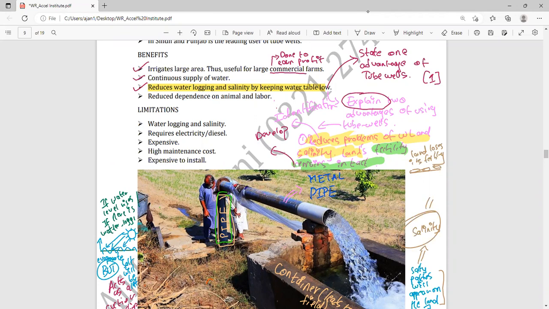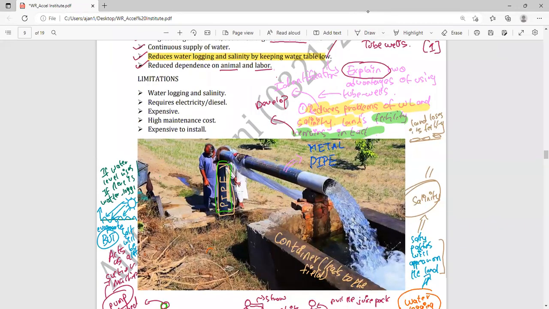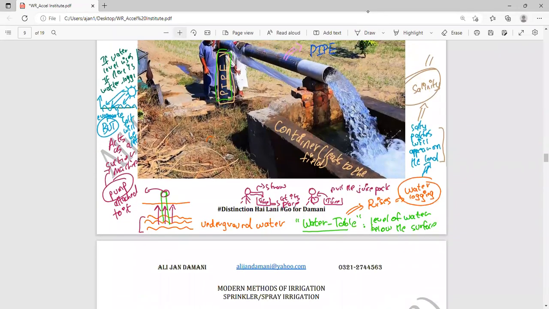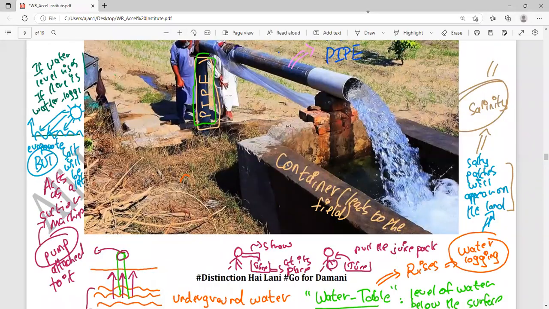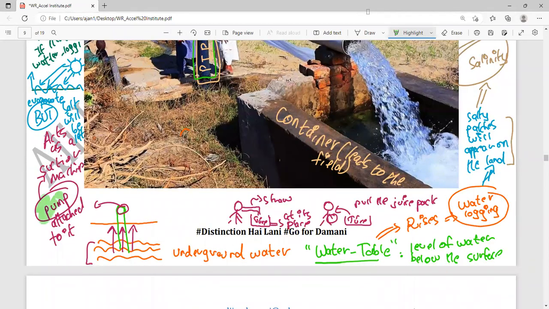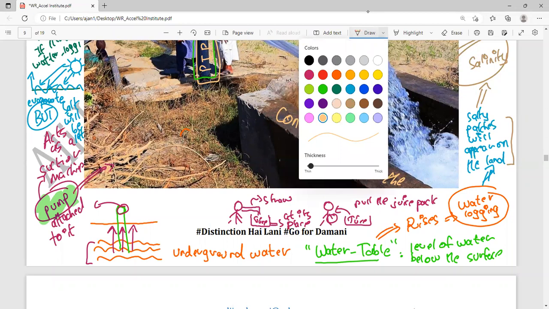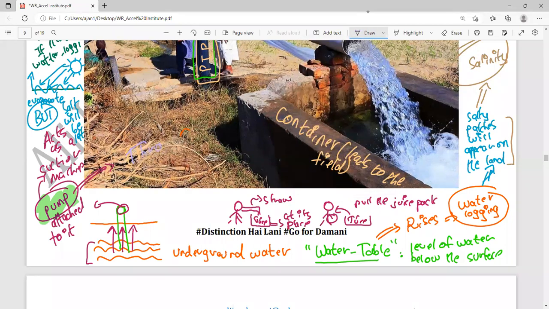Another advantage of this method is that you are not dependent on animals or labor, less dependence on animals and labor, because the system works on its own. Now the question arises, sir, how does the system work on its own? You mentioned that the pump is there. How does this pump work? This pump works through diesel or electricity.